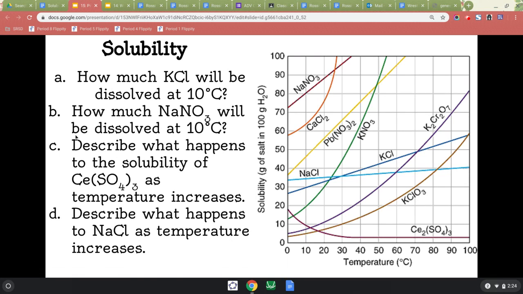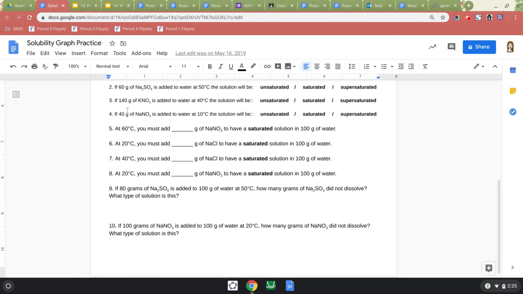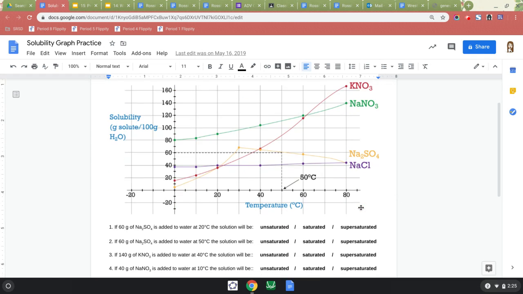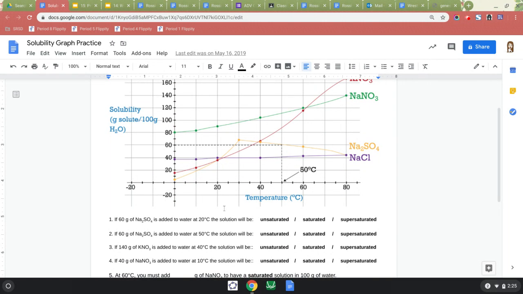So these questions are similar to what you're going to be asked to do on the worksheet. Here is the worksheet that you're going to be working on. So some different substances over here. You're going to treat this graph the same way. Again, temperature is on your X, solubility on your Y. If 60 grams of sodium sulfate is added to water at 20 degrees Celsius, so here's temperature, our sodium sulfate is the yellow line. So if we add 60 grams in, at 20 degrees Celsius, I'm going to follow 20 degrees Celsius. Here's 60 grams where that dash line is there. The solution is going to be, it's above the yellow line. So the solution is saturated.